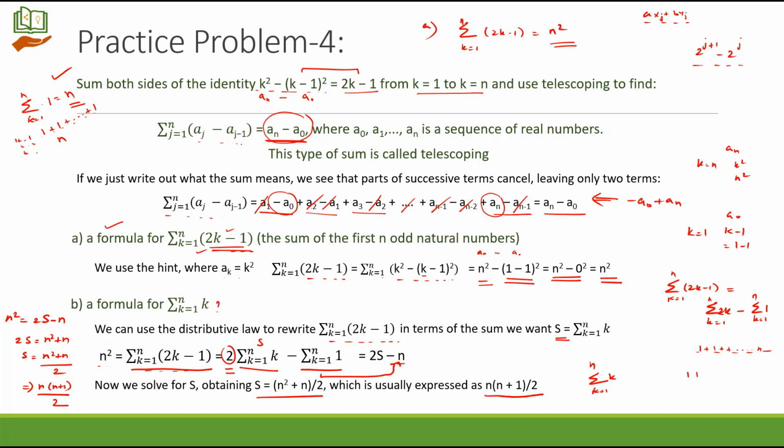This is like 1 plus 2 plus till n. What is the summation of n numbers? It is n into n plus 1 by 2. So the answer will be summation of k equal to 1 to n, k, which is n into n plus 1 divided by 2.